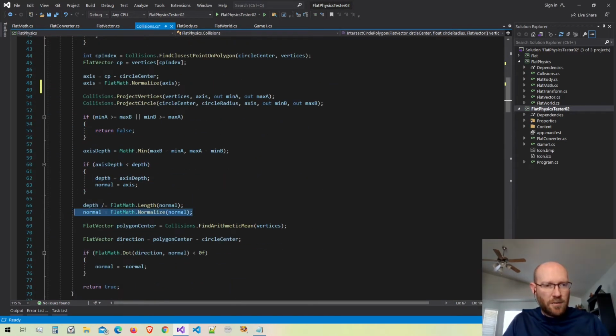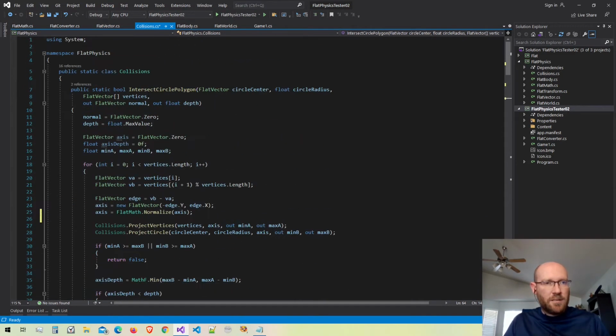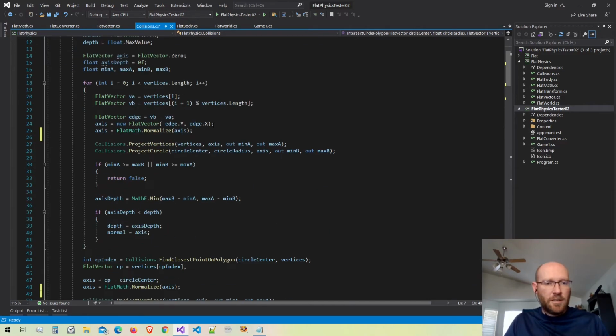So right here, we made corrections to our depth and normal value to get them in normalized space. But we're already doing that, so we can go ahead and get rid of this code right here. So we don't need to find the depth value and normal, they are actually already correct, so we don't need to do this anymore. And so that's it for the intersect circle polygon.